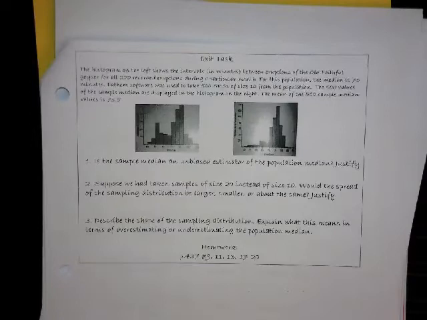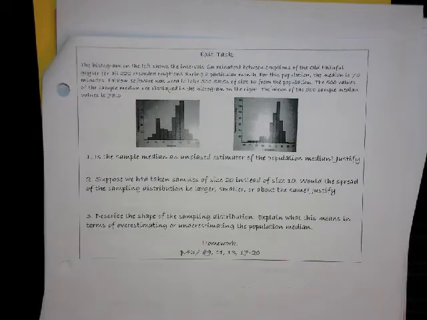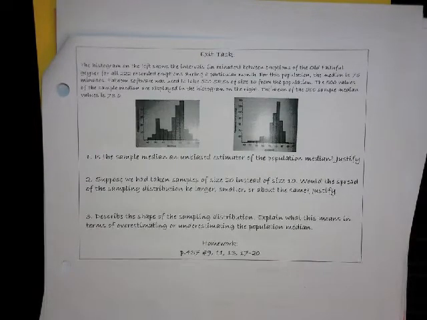So the histogram on the left shows the intervals in minutes between eruptions of the Old Faithful geyser for all 222 recorded eruptions during a particular month. For this population, the median is 75 minutes. Fathom software, which is just a statistical software, was used to take 500 SRSs, simple random samples of size 10 from the population. The 500 values of the sample median are displayed in the histogram on the right.